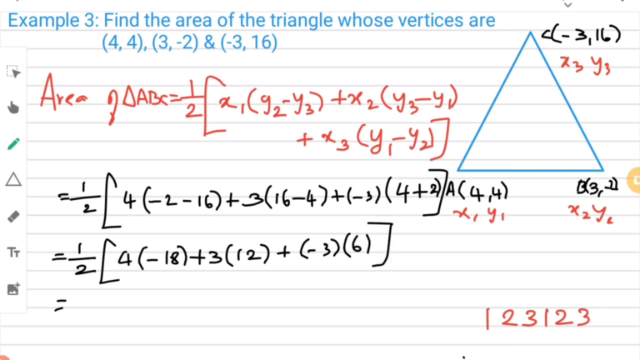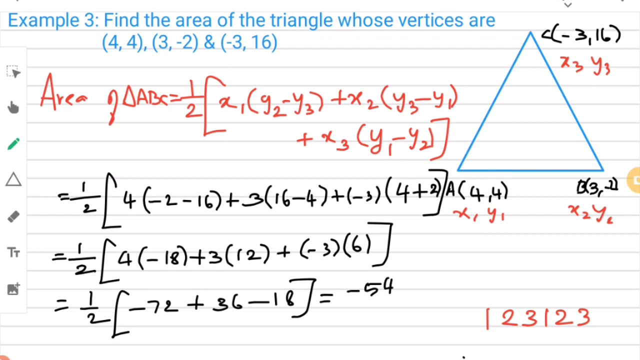And now you can multiply this 4 and 18, and all. So 4 into 18 is minus 72 plus 36. 36 is 3 into 12, minus 18. On further simplification, you will get minus 54 by 2. What is minus 54 by 2? You will get minus 27.